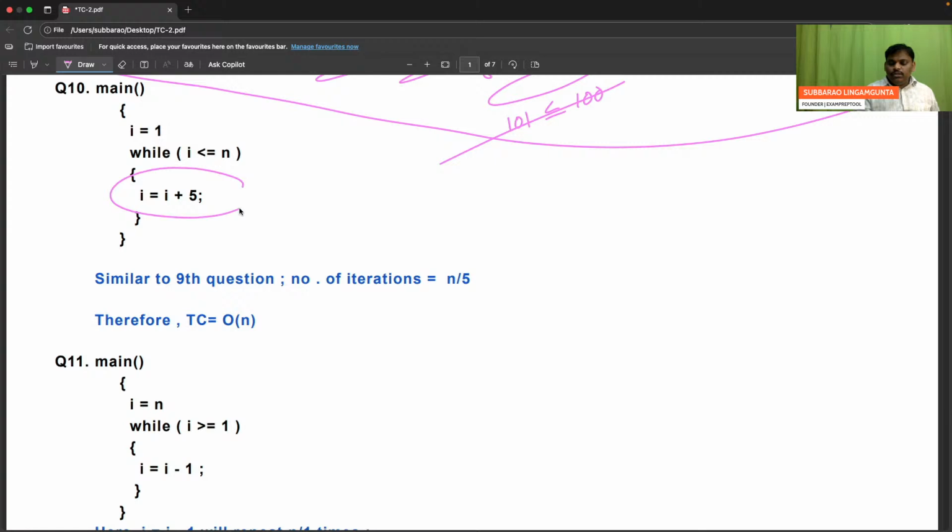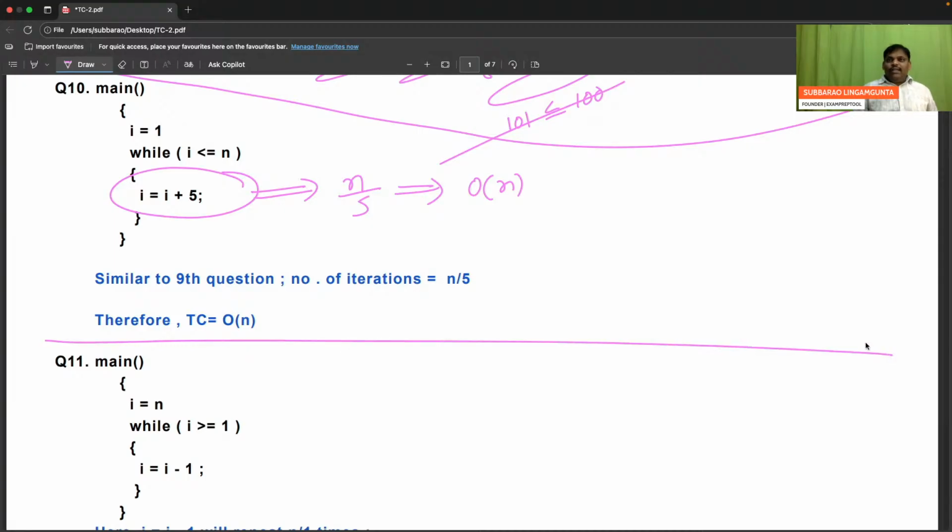Time complexity means loop only. If you observe this loop clearly, you are always incrementing by 5. So it's going to be n by 5, which is nothing but big O of n, omega of n, theta of n. Big O, omega, theta, any symbol you can use. So the actual time complexity of this program is n by 5, which can be written as theta of n.